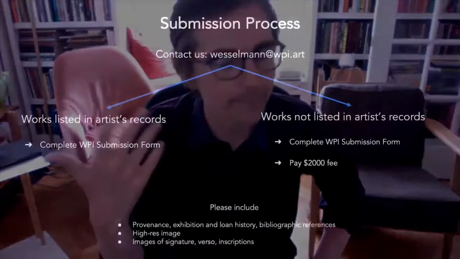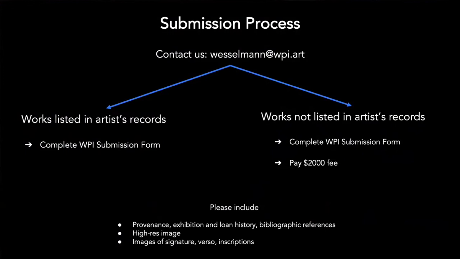If your work is not listed in the corpus, you also have to pay a $2,000 submission inclusion request fee. And that is the only other aspect of the process. So it's a very simple process. It doesn't require you to do much but send an email in order to initiate it. And we really hope that that will allow people more easily to want to get in touch with us and, you know, motivate submissions going forward.